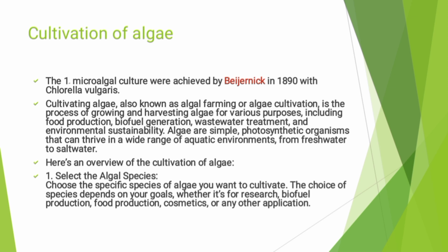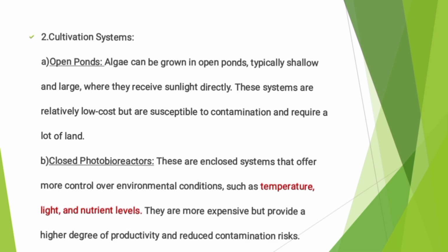Algae are simple photosynthetic organisms that can thrive in a wide range of aquatic environments, from freshwater to saltwater. Here is an overview of cultivation of algae. First one is select the algal species. Choose the specific species of algae you want to cultivate. The choice of species depends on your goals, whether it is for research, biofuel production, food production, cosmetics, or any other application.